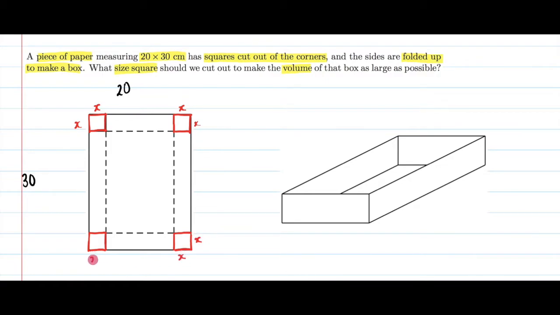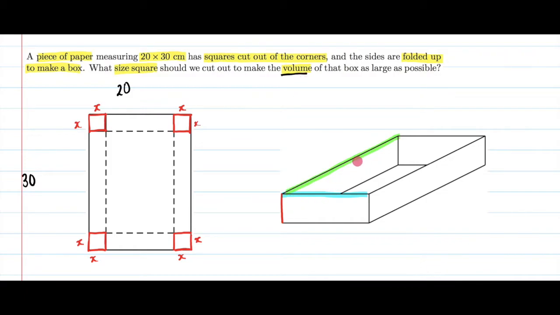We're trying to figure out what the size of x will be in order for my volume of the box to be the biggest. So if we're dealing with the volume of the box, what we're going to need are some dimensions for this box. We're going to have to figure out what the height is going to be. We will have to figure out what the width of the box is going to be. And we're going to have to figure out what the length of the box is going to be. And if we multiply all those together, we will end up with the volume of the box.